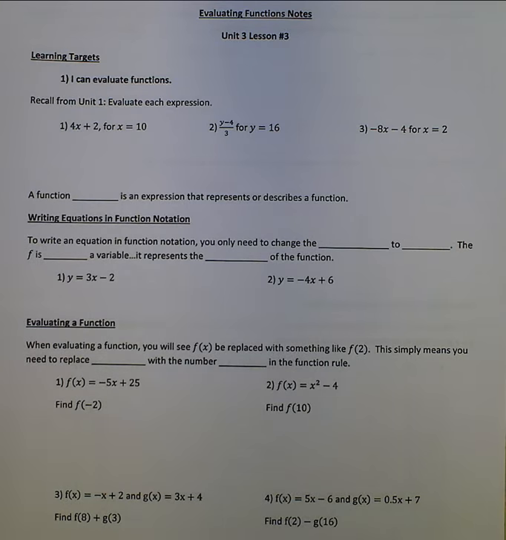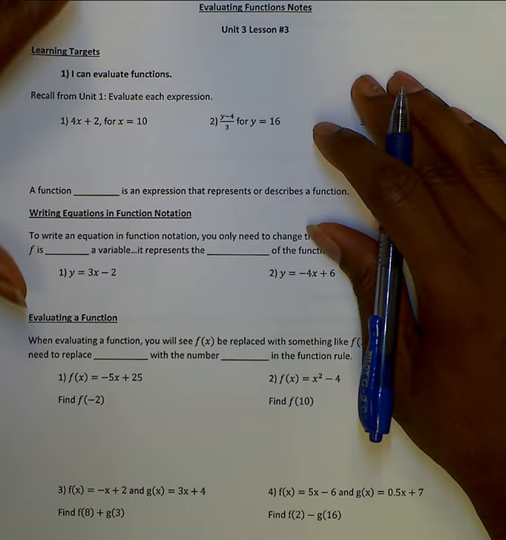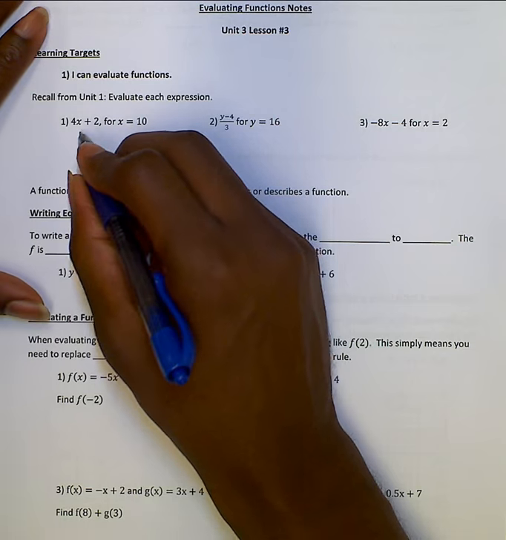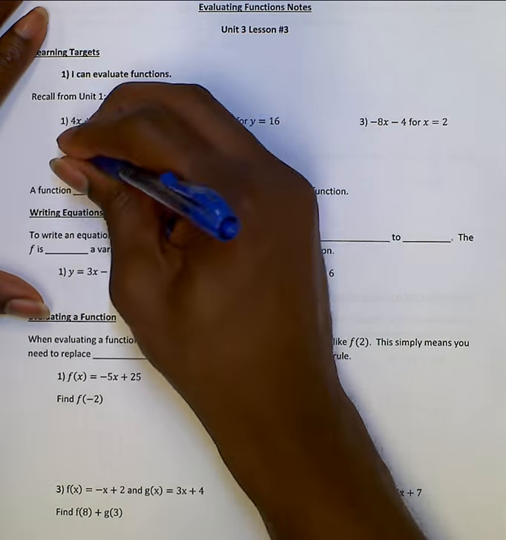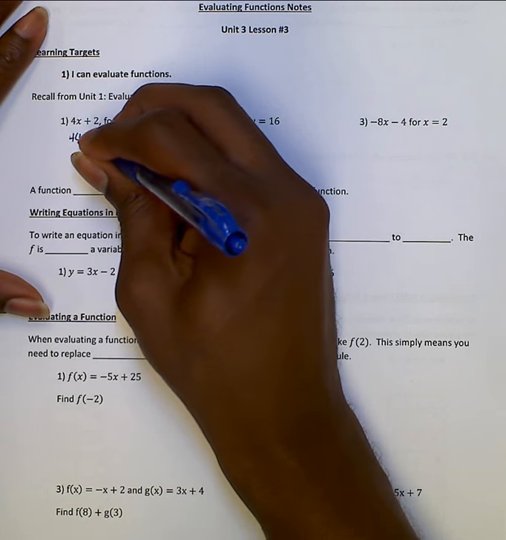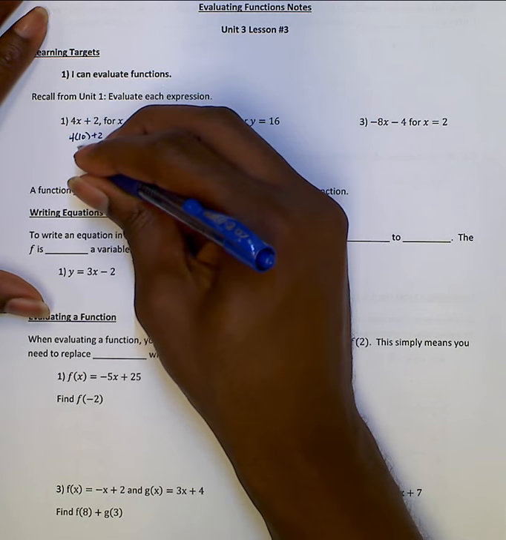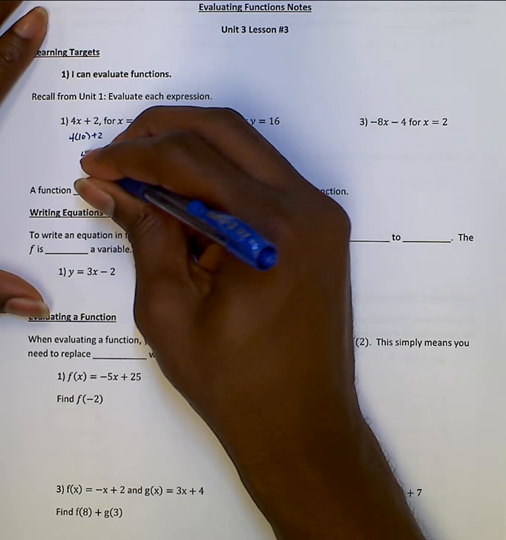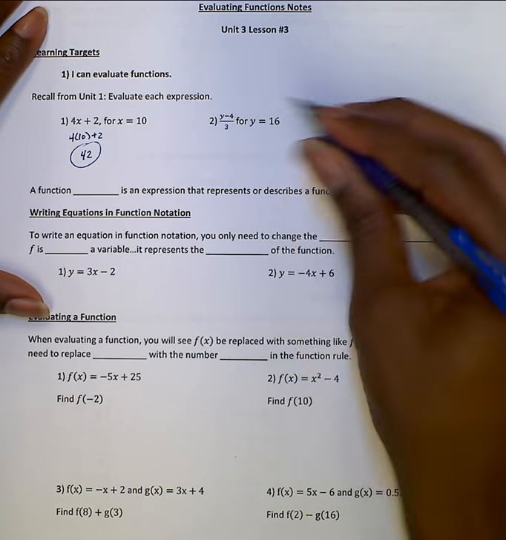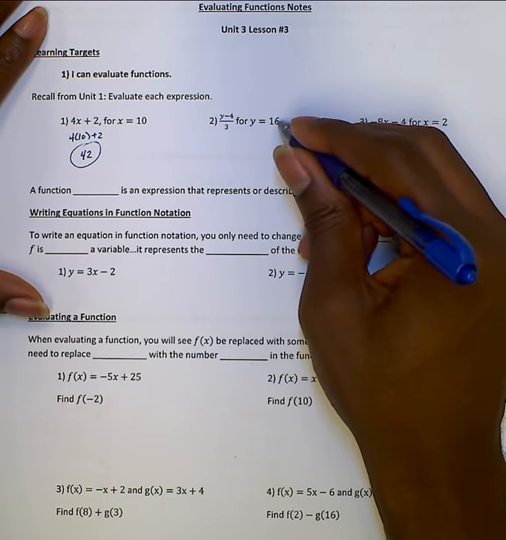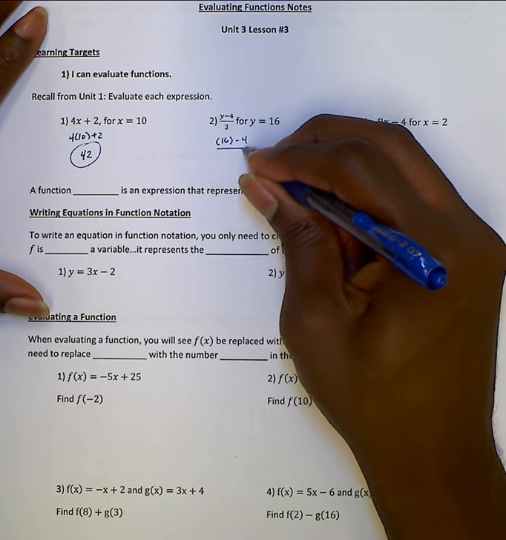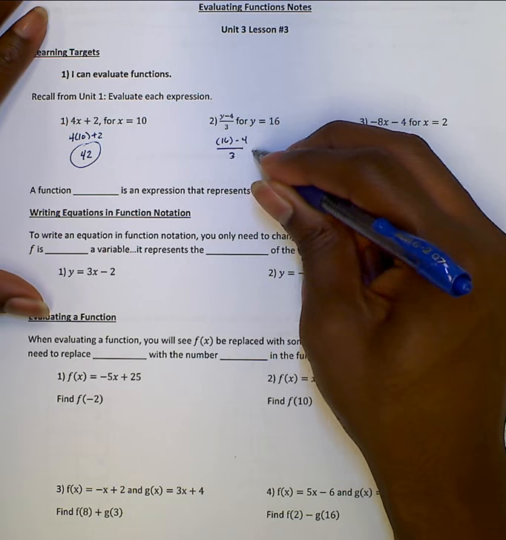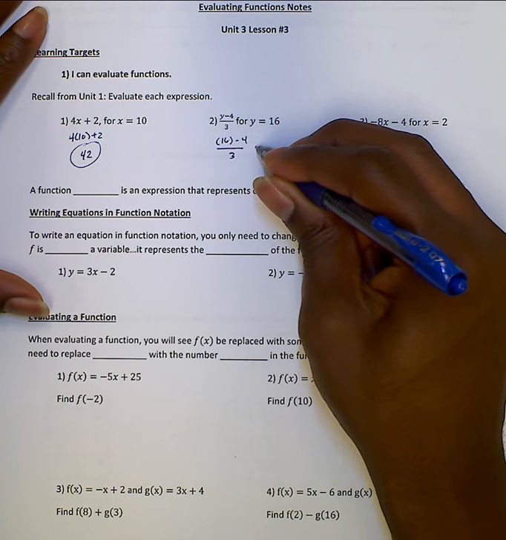And so here's a few examples. If we have 4x plus 2, we're going to evaluate when x is 10, plug in 10 for x, and simplify. So 40 plus 2, 42. We can do the same thing here, plug in 16 for y, 16 minus 4 over 3, that's 12, 12 divided by 3 is 4.